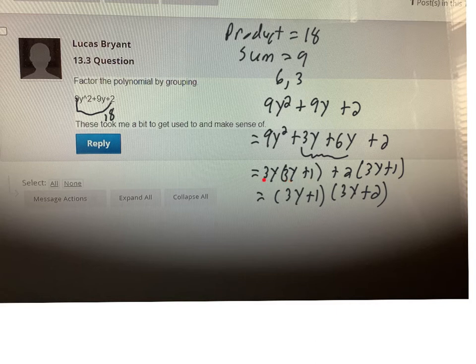And now, if you look at this term and this term, they both have a 3y plus 1 in common. So you factor it, and you're left with 3y plus 2. And so we factored this by a technique called grouping. You can check this. If you multiply this, you should come back right to where you started.